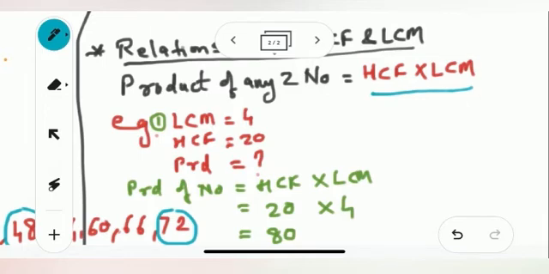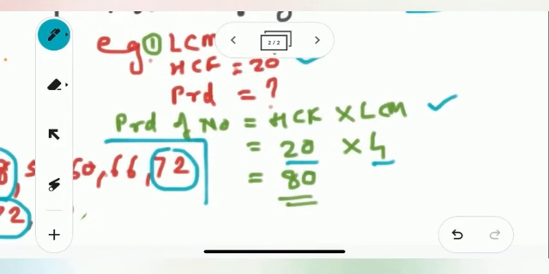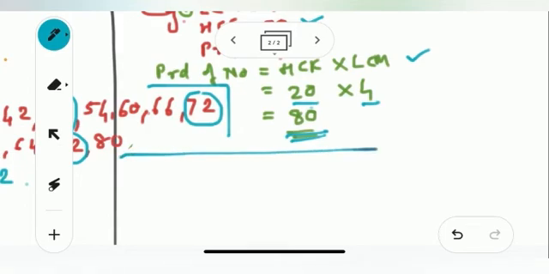Now suppose, for example, I am given LCM as 4, HCF as 20, and I have to find the product. So what will I do? I will write the formula: product of the numbers is equal to HCF into LCM. Substituting the values, I know the HCF is 20 and LCM is 4. So I multiply 20 into 4. I get the answer as 80. So this way you will find the product of the numbers.